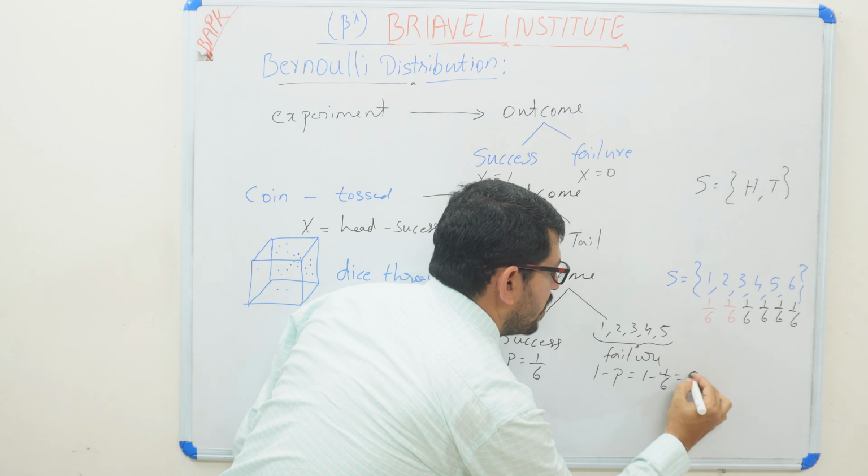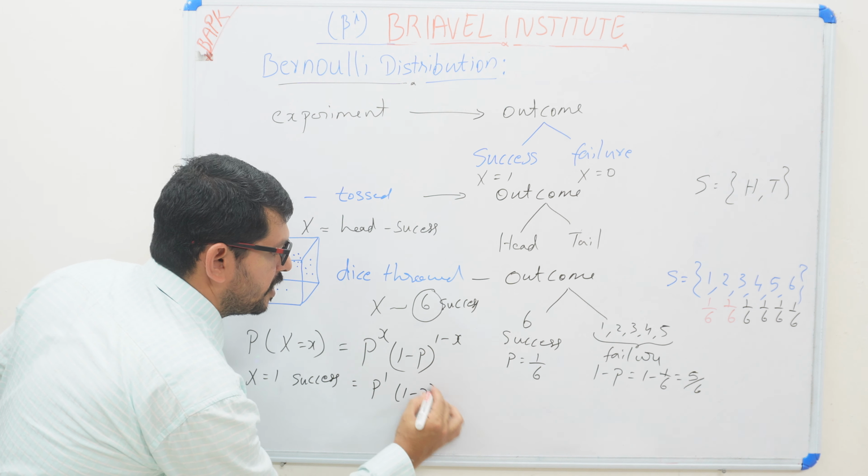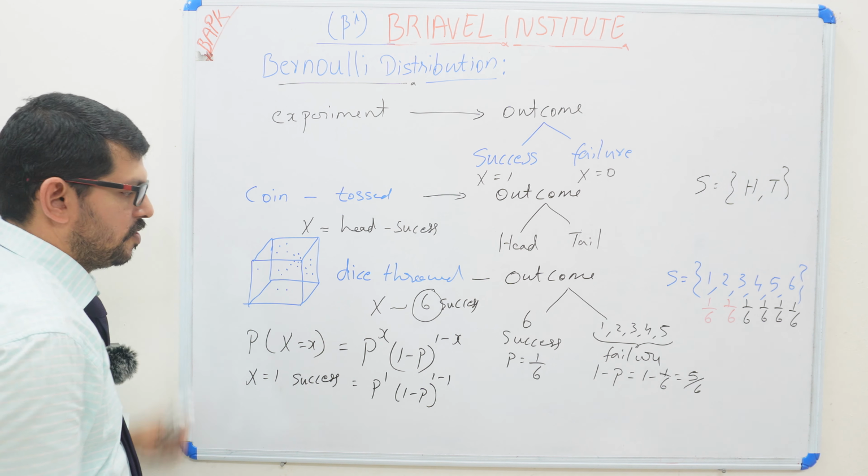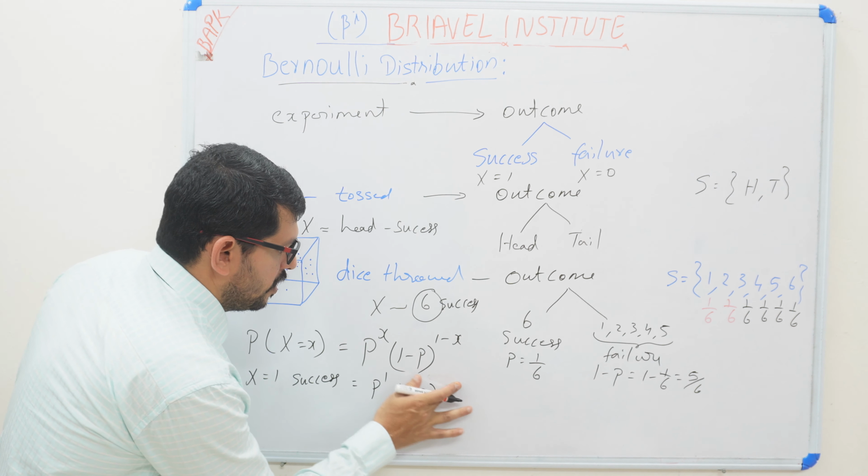Then what will be the value for x equal to 1? P raised to 1, 1 minus P raised to 1 minus 1. So this becomes 0, and this one becomes 1. So I got P. If x is equal to 1, it is a success, I can write it as P. If x is equal to 0, it is a failure. Then we can see P raised to 0 and 1 minus P raised to 1 minus 0.